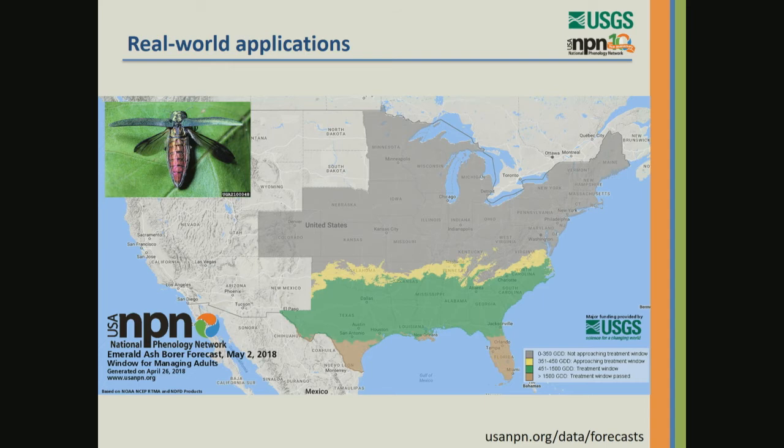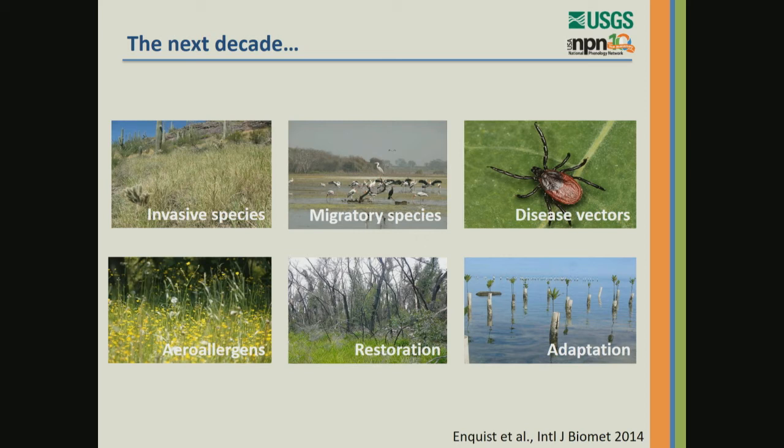So where do we go over the course of the next decade? We're 10 years in on a national phenology network for the US. We've been sharing our information out with other countries in the world. Bhutan is thinking about a national phenology network. Sweden has a national phenology network. But over the course of the next decade, we have a number of other applications relating to forecasting information for invasive species, migratory organisms or insects like monarch butterflies, disease vectors like mosquitoes or ticks, airborne allergens. How do you inform ecological restoration when you know it's good, and also adaptation to changing environments?